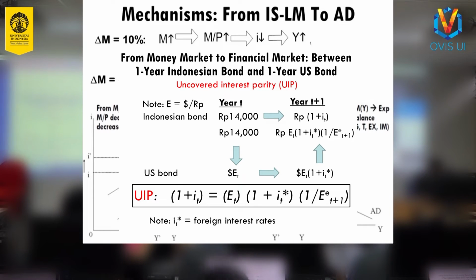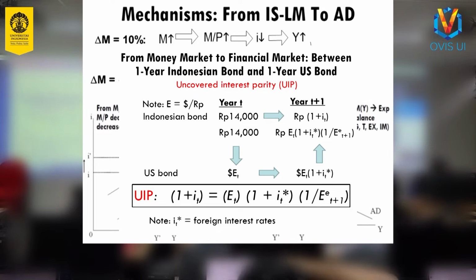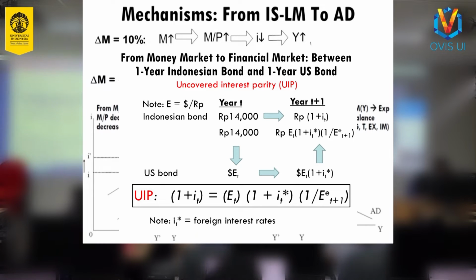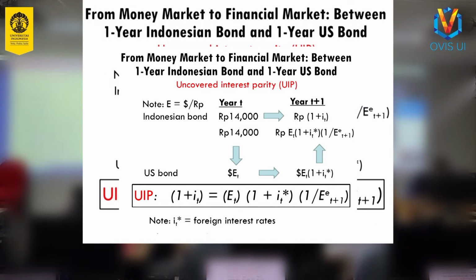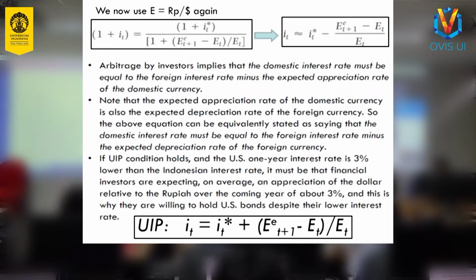So let's spell out in language what it means. This is the foreign interest rate. Remember, anything with a star is foreign interest rate. This is the domestic interest rate. So that means domestic interest rate equals foreign interest rate adjusted by the exchange rate. That's the essence of UIP. Now, if you want to understand how to operate this UIP for policy making, then we need one more step, which leads to this equation.